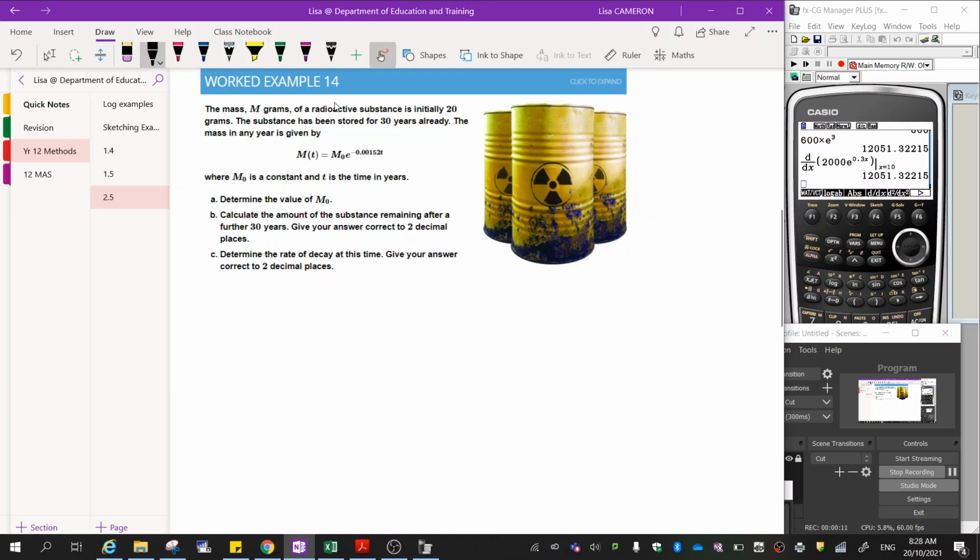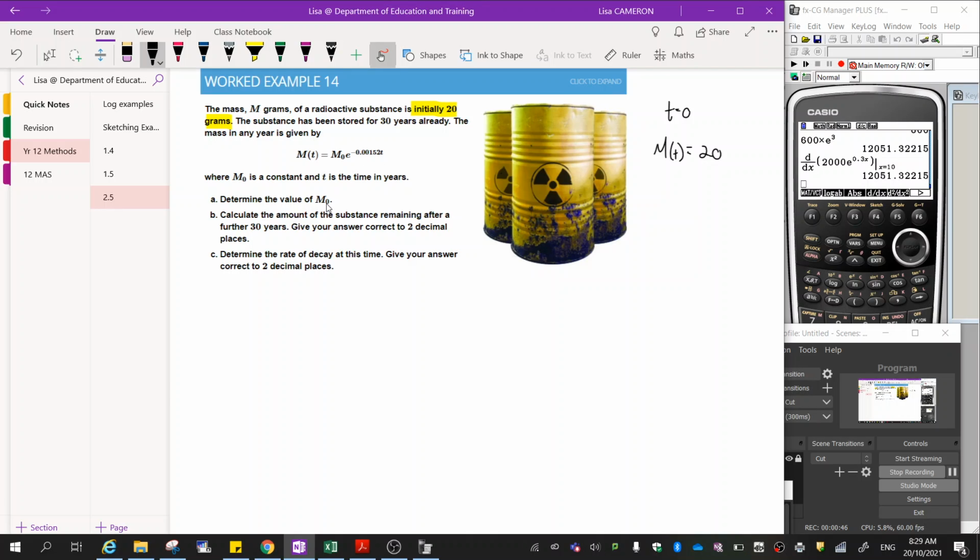So in this one, the mass in grams of a radioactive substance is initially 20 grams. So that first piece of information is when T is equal to 0, M is equal to 20. The substance has been stored for 30 years already. The mass in any year is given by this expression where M0 is a constant and T is the time in years. Determine the value of M0.